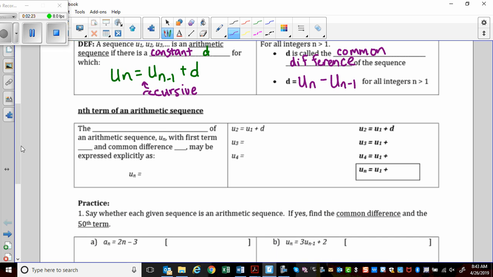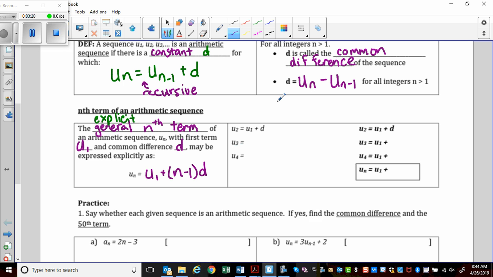It says the nth term of the arithmetic sequence, the general or explicit term, or nth term, of an arithmetic sequence U sub n with first term, we usually say U sub 1, and common difference D, may be expressed explicitly as U sub 1, the first term, plus n minus 1 times D. This is a very important formula, so highlight it, circle it.